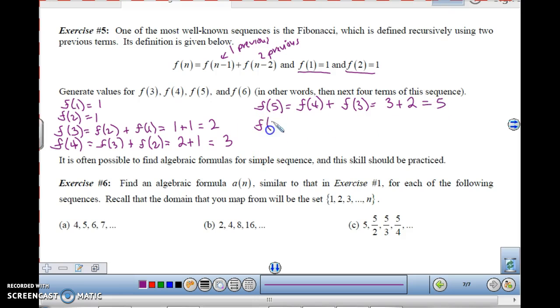And then to find f of 6, 1 previous to 6 would be f of 5, and 2 previous to 6 would be f of 4. Let's see, f of 5 we found here was 5, and f of 4 was 3, so 5 plus 3 is 8. So that is an example of a Fibonacci sequence. So being able to interpret what each one of these means is important. Okay, so let's figure out the rest of these in class the next day.